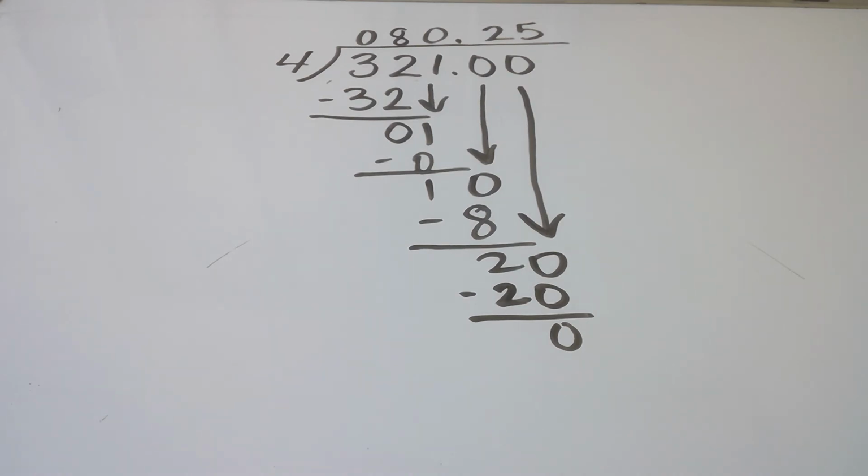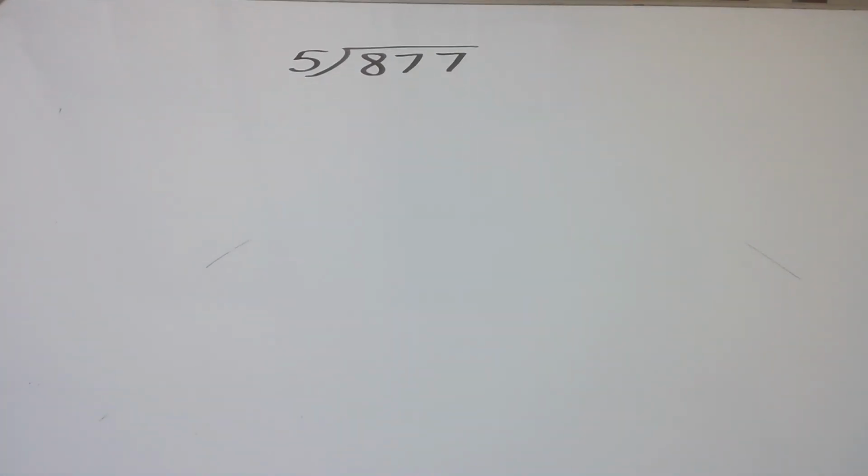Let's try one more. Last one. 877 divided by 5. Why don't you pause the video, and I'm going to work out the whole solution, and let's see if you can get the answer. Pause the video till you're done, and then press play and see if you got the same answer that I did.